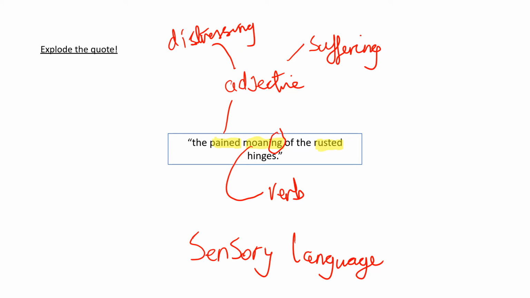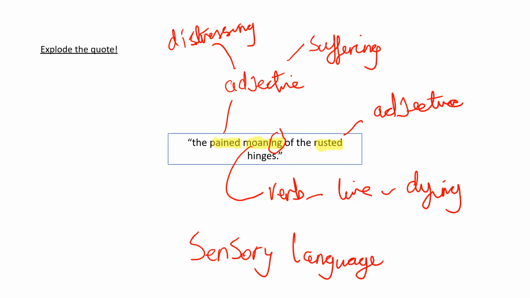Something is moaning, that gives it the quality of almost being alive, which is personification, if everyone remembers that, but I won't write it here because of space. So personification, it's almost alive, and I think once again, is something dying maybe? Something it's dying, it's clearly in pain. Even the word pained itself means something bad has been done to it. Finally, we've got rusted, which is another adjective, and to me personally, it means uncared for.